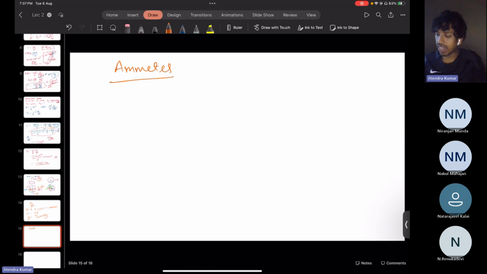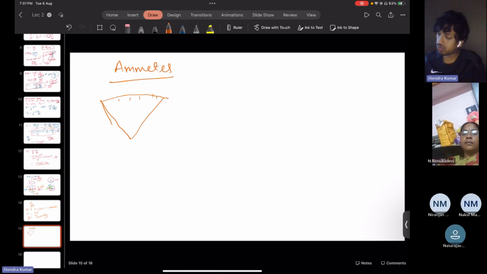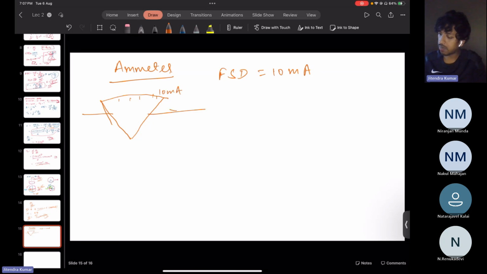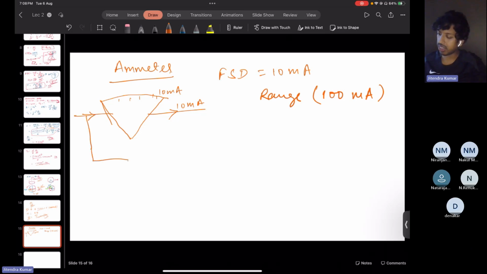So let's suppose one ammeter has a full scale deflection of 10 milliampere. If I want to increase the range of this ammeter to 100 milliampere, what will we have to do? We'll have to connect one parallel resistance, a shunt resistance. Exactly.